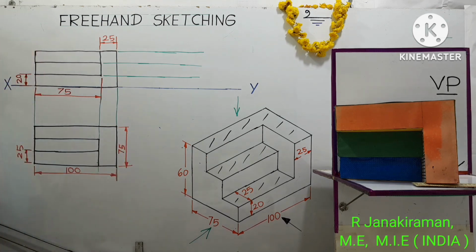Understand? So you need not repeat the dimension for step 2 breadth, step 3 breadth. The same can be taken. Only one dimension is enough. If you want, you can do it for here and here, or you can leave it. So the view obtained is called a top view.